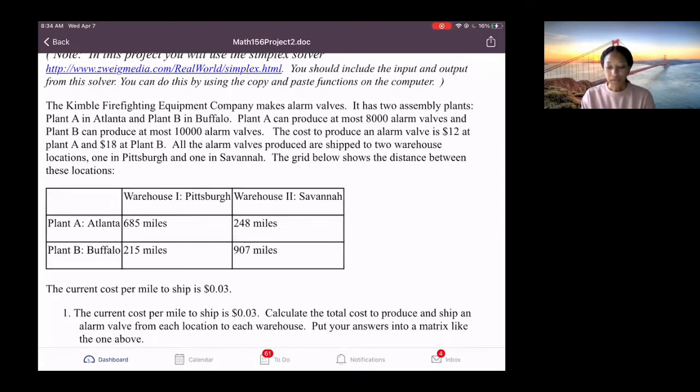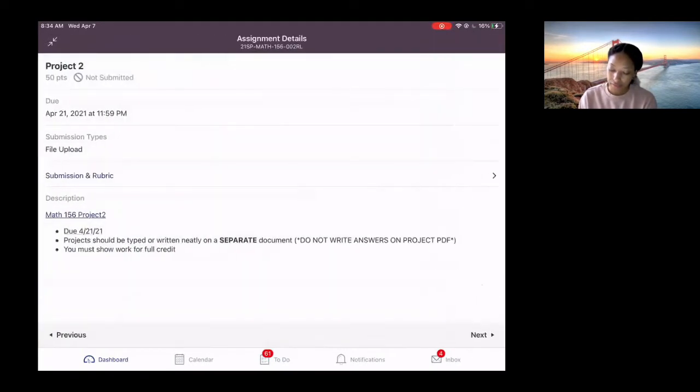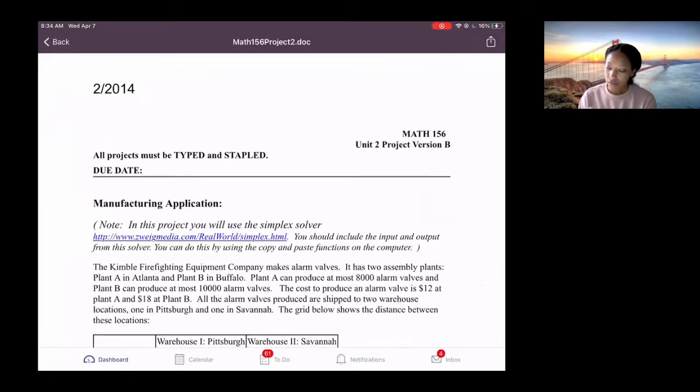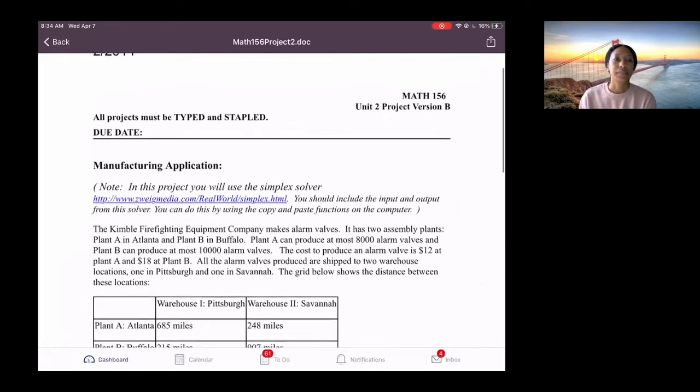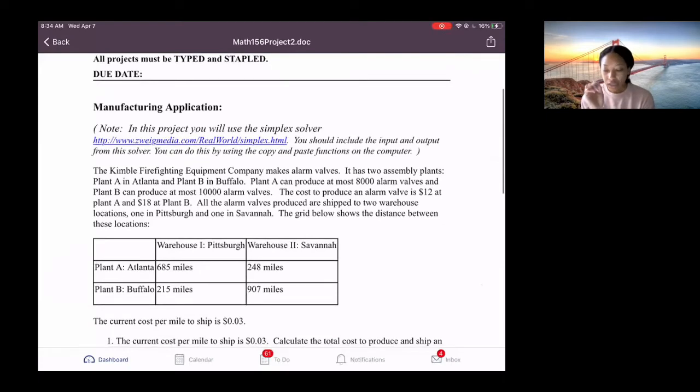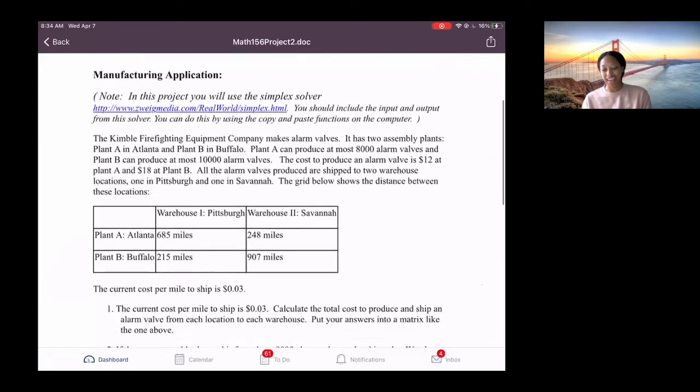All right. The Kimball Firefighting Equipment Company makes alarm valves. It has 2 assembly plants, Plant A in Atlanta and Plant B in Buffalo. Plant A can produce at most, can I highlight things here? Oh no, it's not a PDF, so I can't write on this, which is bad. It's a document, but that's okay.